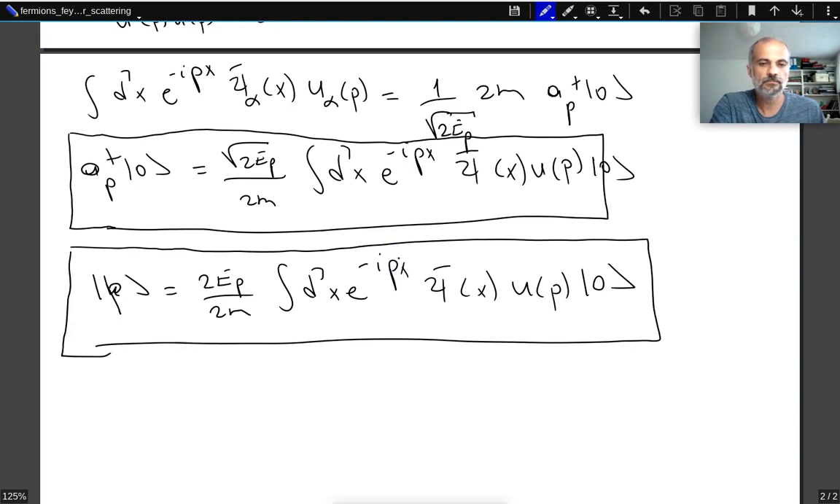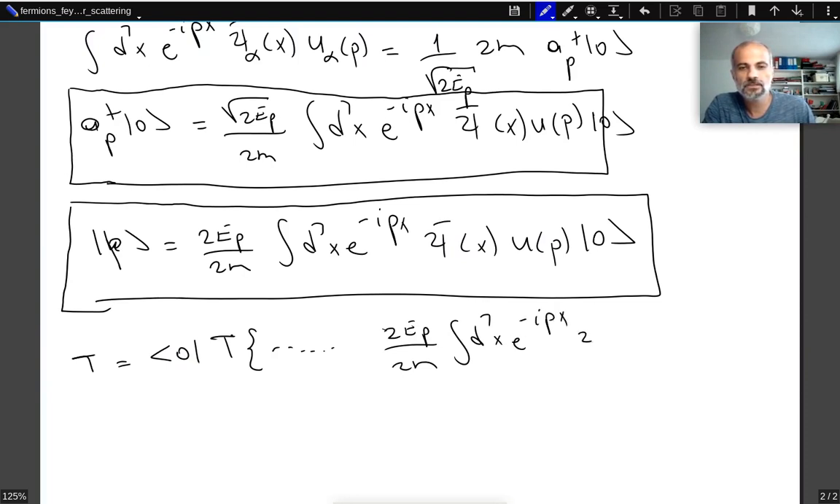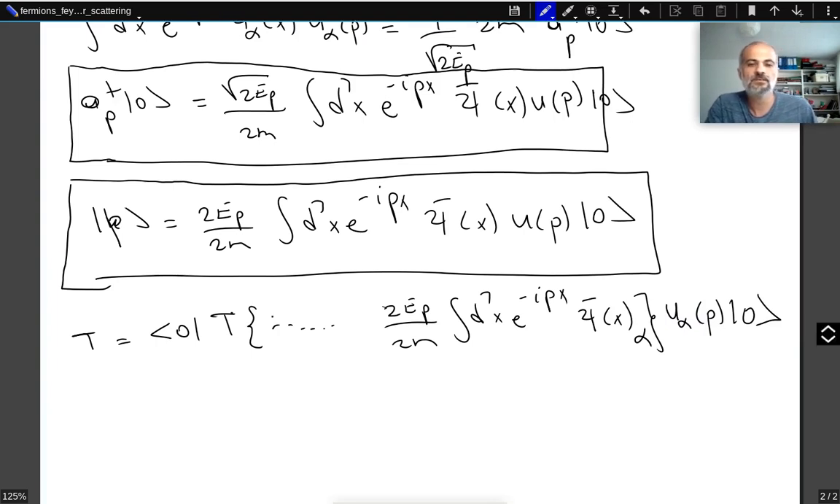The T matrix element was defined, with these conventions, as some states acting on vacuum inside the time ordering. We will have many operators inside, both creating the final state particles and also the interactions. On the other hand, we will also have this factor over here, 2Ep divided by 2m, d cubed x e to the power minus i p x psi bar of x. Let me introduce the index alpha again, u alpha p. This is not an operator, so I can just move it in or out of the time ordering. And vacuum. So this is what our T matrix element will become.